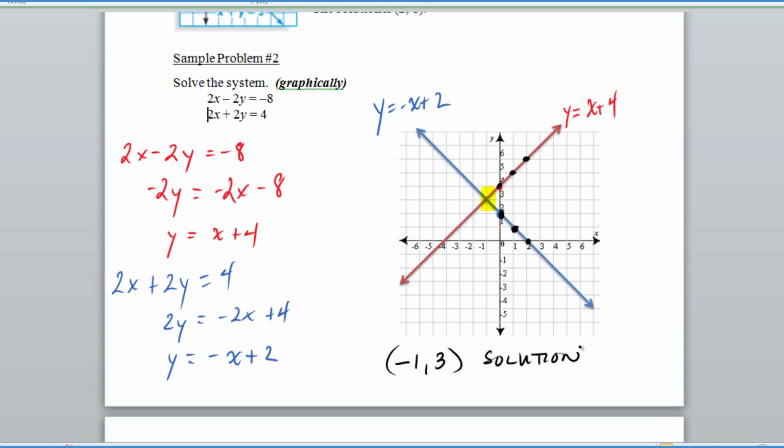Now, if you had not taken your time and drawn a nice line with a straight edge and gotten a good clean line on both of those, you may not have seen it cross exactly at that grid point, which could cause a problem. So be sure to take special care with your line. Okay, so that is solving a system of equations through graphing.